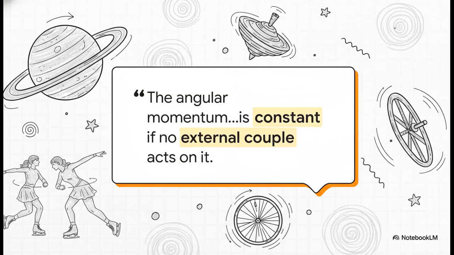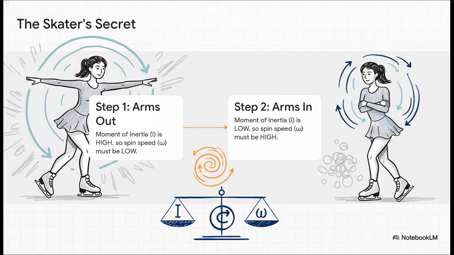And this brings us to what is maybe the single most important rule in the entire world of spin, the law of conservation of angular momentum. What it says is that for any spinning object, as long as no external twist is applied to it, its total angular momentum must stay constant. It simply cannot change. And this is the skater's big secret.